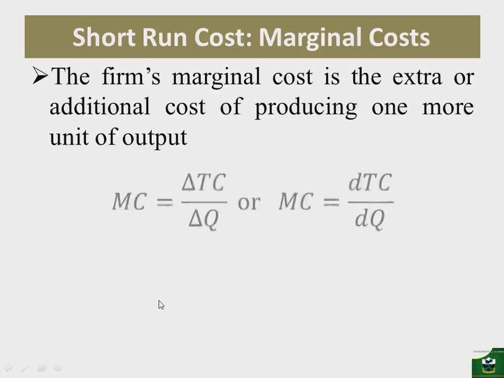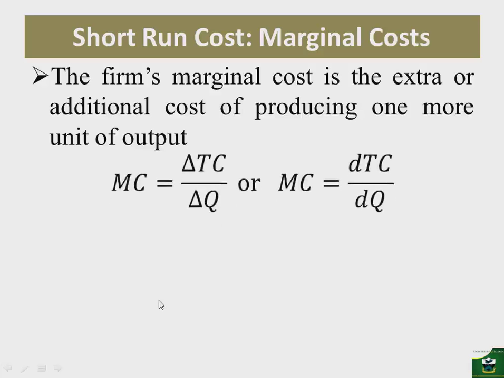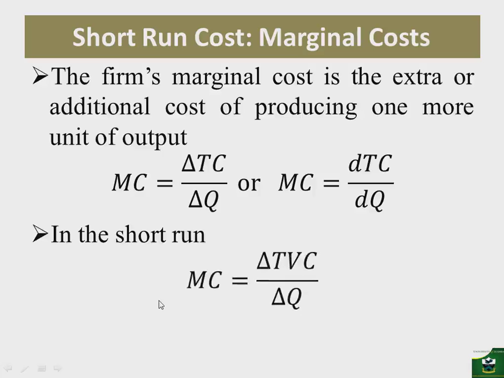Simply put, the marginal cost is the change in the total cost divided by the change in output, or the derivative of the total cost function with respect to the output produced. Now, because in the short run the firm's total cost is equal to the variable cost, the changes in the total cost are equal to the changes in the variable cost. It means that the marginal cost is simply the change in total variable cost divided by the change in the output.